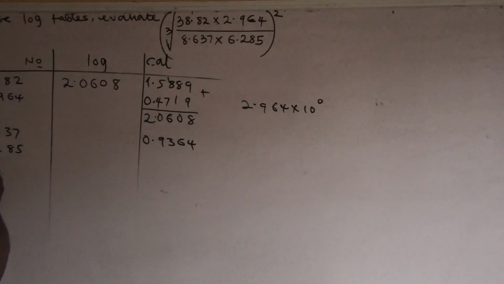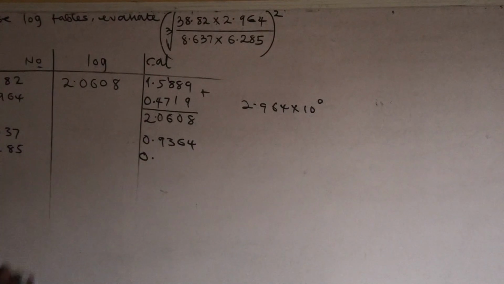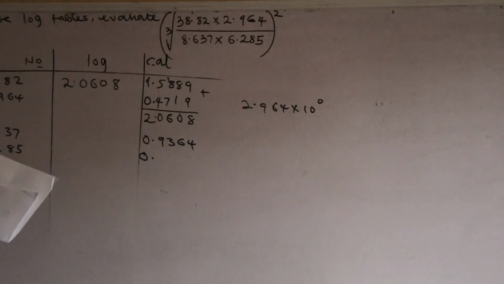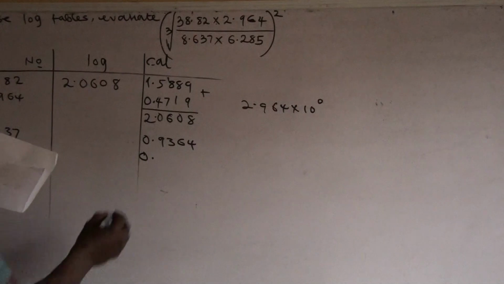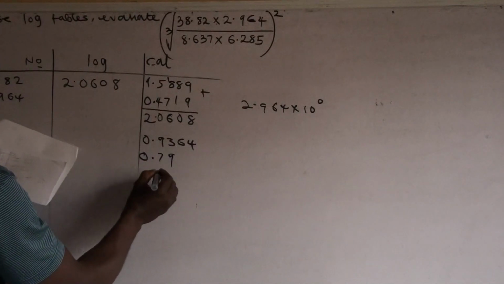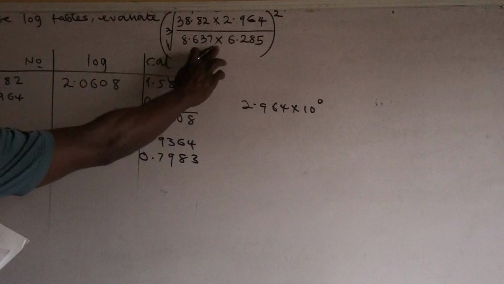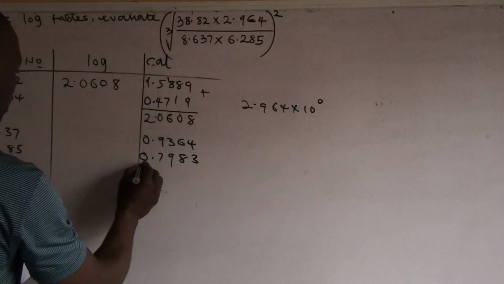66.285. The characteristic here is also 0. It's already in standard form. Now let's look at 62 under 8, then difference 5. Everything will give us 0.7983. If you look at this, what we have here is multiplication.